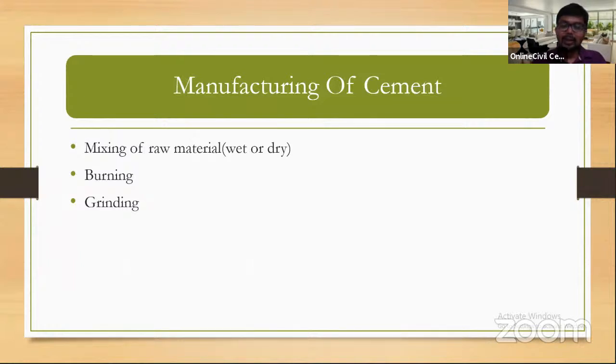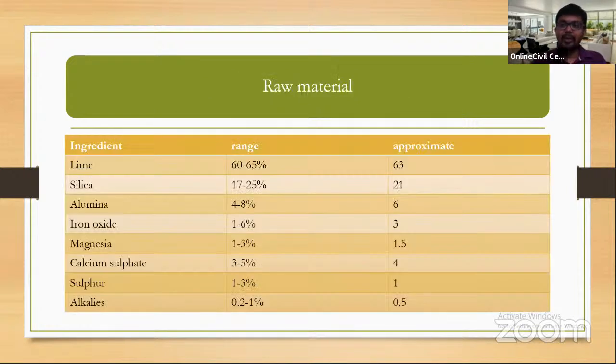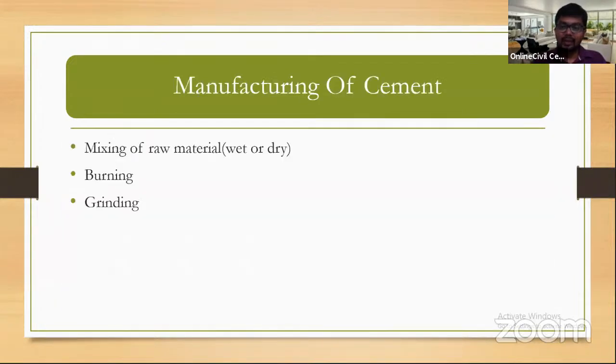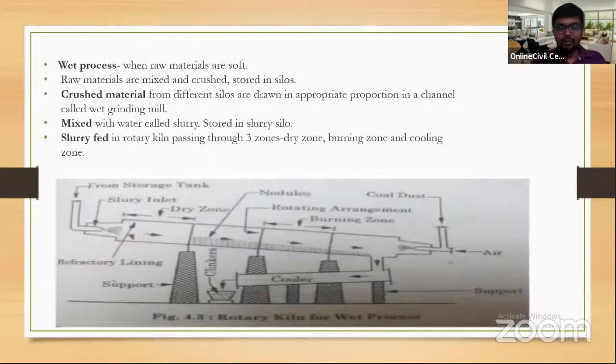And manufacture of cement, we know that there are two main processes of manufacturing cement. One is the wet or the dry mixing process, and the remaining two processes are the same, that is the burning and grinding. So the raw materials of cement, we all know, we already studied. These are the raw materials of cement, and how the mixing is done, wet and dry. So there are two processes.